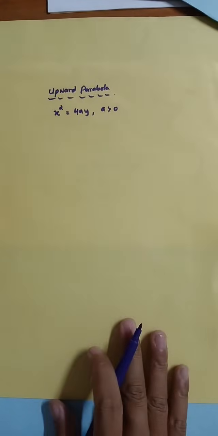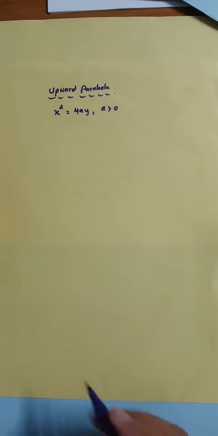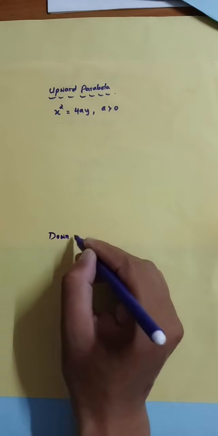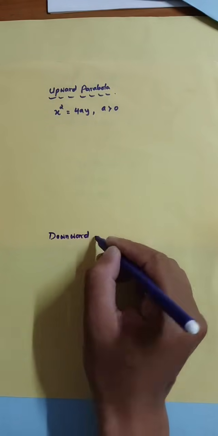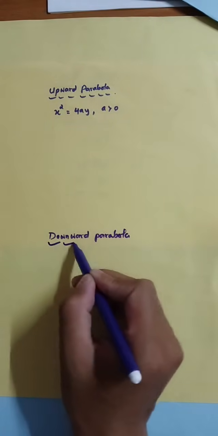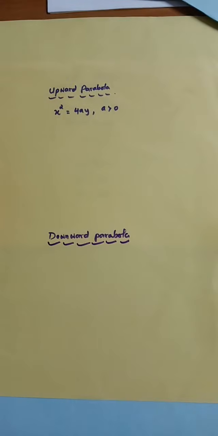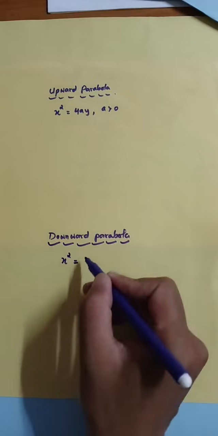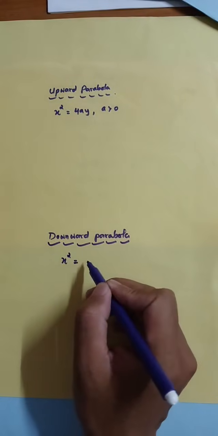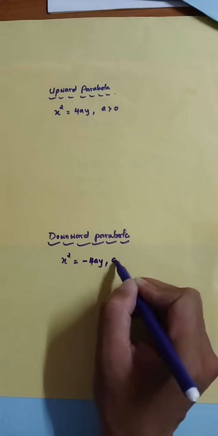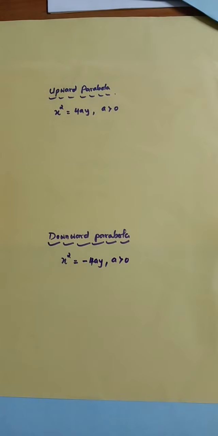So now the downward parabola. And what should be the equation? The equation is the same, x square, but the only thing we need to keep in mind is the sign. So this time you'll have negative 4ay, and a must be greater than 0.